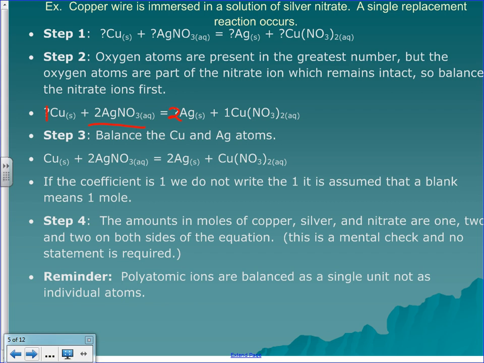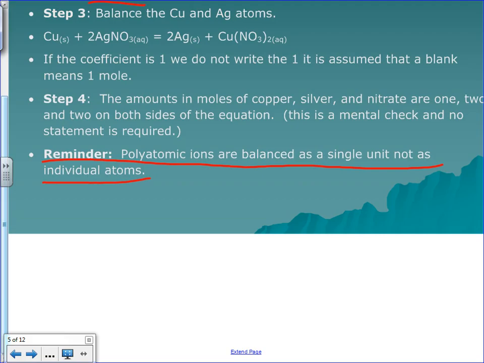Ringing a bell for everybody? Okay, big reminder here. Polyatomic ions are balanced as a single unit, not as individual atoms. Exception for that: unless they decompose. Once in a while, a polyatomic ion will actually break up in a reaction. Not in the 5 basic types that we've gone over, but once in a while a polyatomic ion will actually split during a chemical reaction, and then you can't obviously balance it as a single unit.